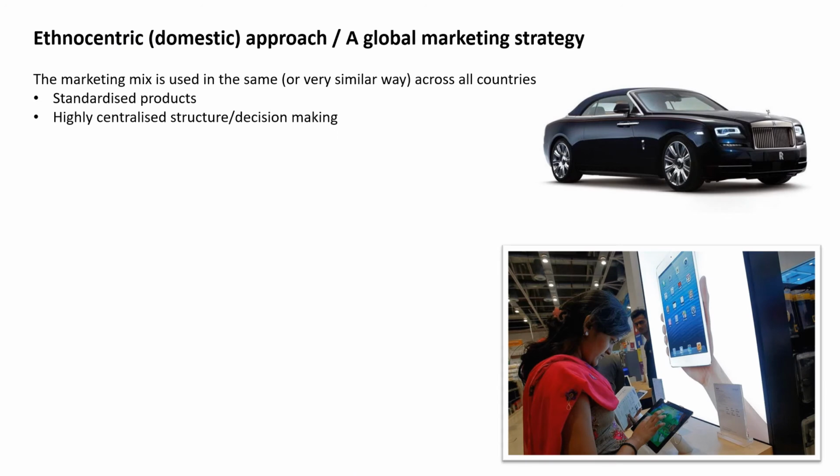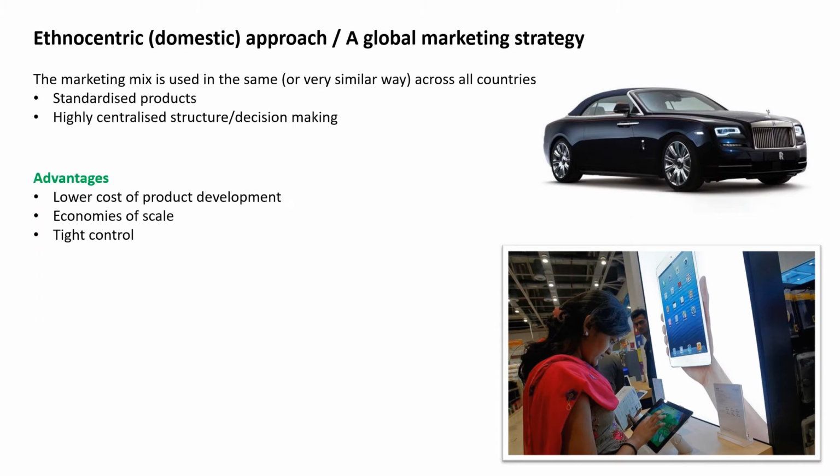So an ethnocentric approach is similar to having just one global marketing strategy. So the marketing mix is very similar across all countries. We have a standardized product. We have highly centralized structure and decision making. So an example might be Rolls-Royce. The way in which they're marketed, the products are very similar across all countries. They're trying to say the same sort of thing, and the brand name is very important. Again, Apple would be another good example. The products are the same in all the different markets and the way in which they're promoted and sold.